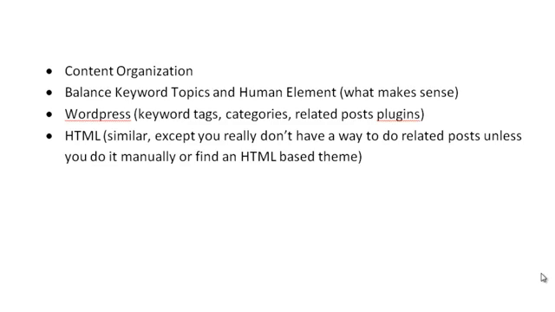One of the big mistakes that I see a lot of people make is organizing content for keywords only. You've got to think about the human element. I want you to think about trying to balance the keyword topics and the human element. Basically, what makes sense. If you're organizing your content into keywords only, and it doesn't really make sense, then it might be hard for your visitors to come through and understand why something is there. So you want to make sure that everything flows.